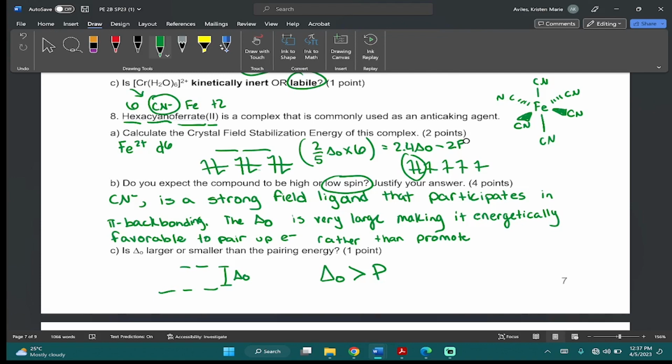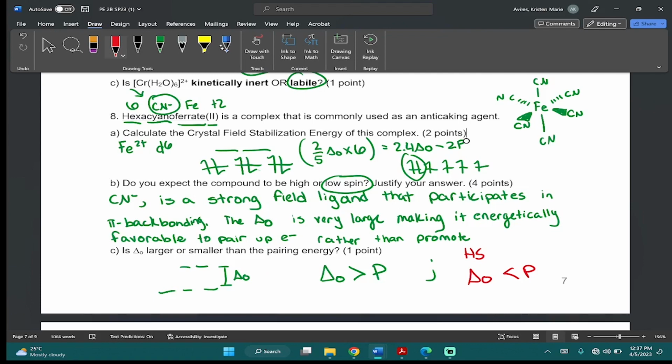Yes, and then conversely, if we had a high spin, so I'll go over here, high spin, our delta O is smaller than our pairing energy, so that's why we promote an electron up, because it's easier to promote an electron up. It's less energy to go up in energy. Essentially, what you're saying is that it requires less energy to pair because high spins have such high energy.